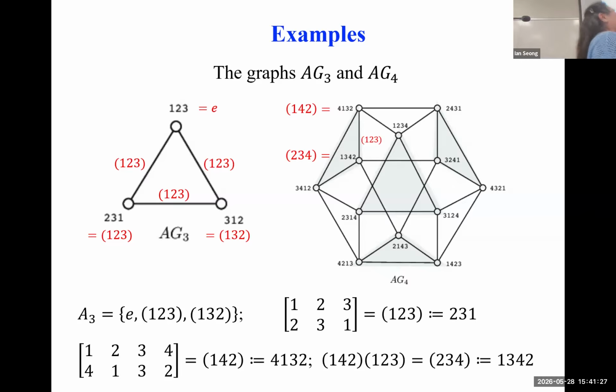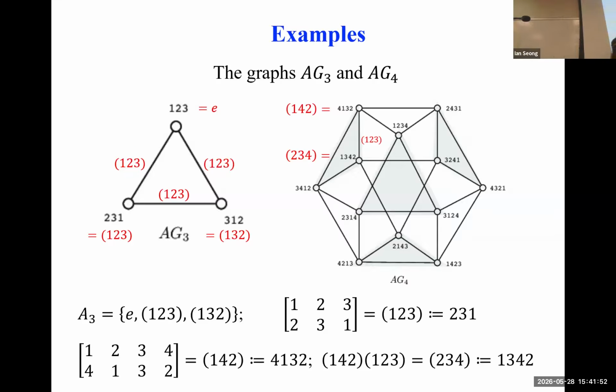And for A4, let's just look at the 2 vertices there. The top one is 4, 1, 3, 2. That means 1 is sent to 4, 2 is sent to 1, 3 to 3, 4 to 2. That is 4, 1, 3, 2. If you multiply by one of the generators, let's do (2, 3, 4).